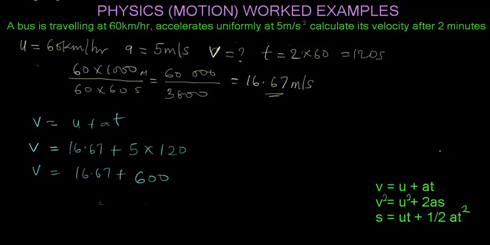So we have our v is equal to 600 plus 16.67, that is 616.67 meter per second. That is the final velocity of the car.